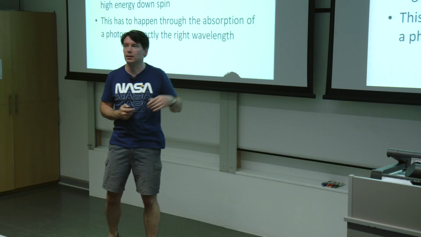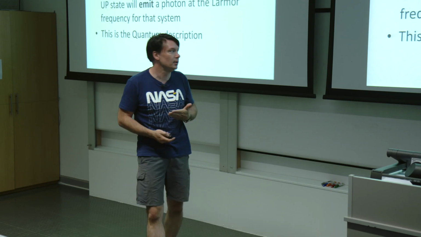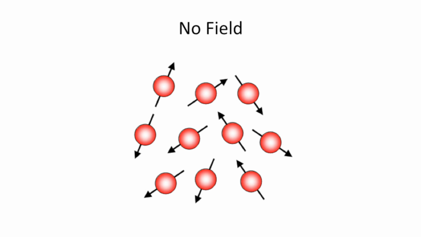And again, this is basically what I've just said. It works nicely. And so you change between the up and the down state by absorbing and emitting photons of a particular frequency of the quantum description. So what you have is a bunch of protons sitting there minding their own business. They don't care which way's up and which way's down.